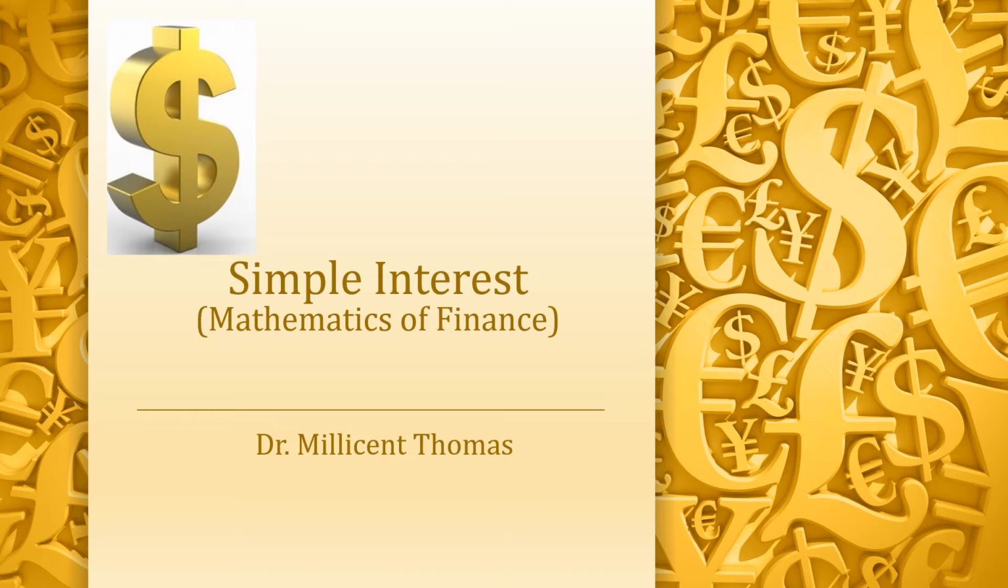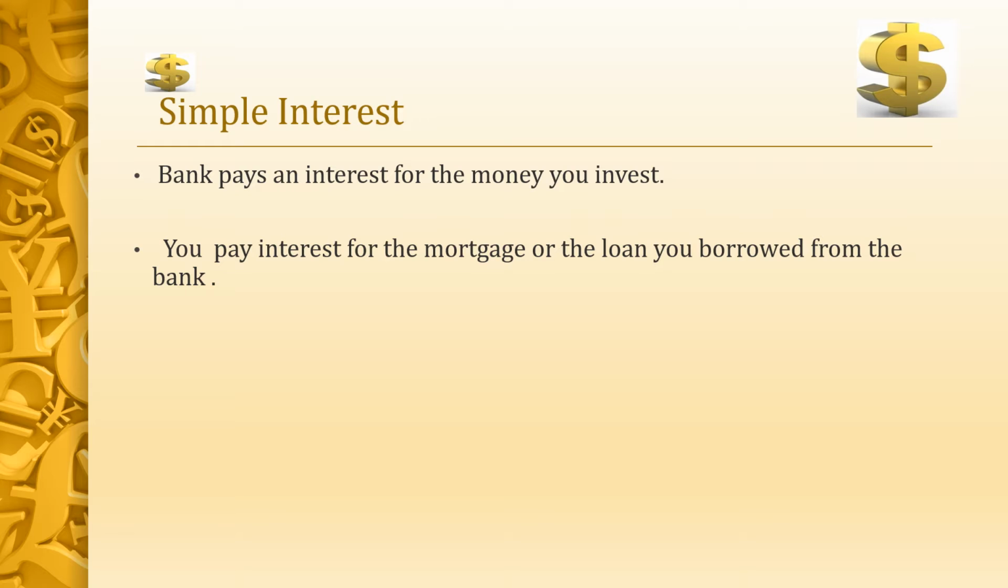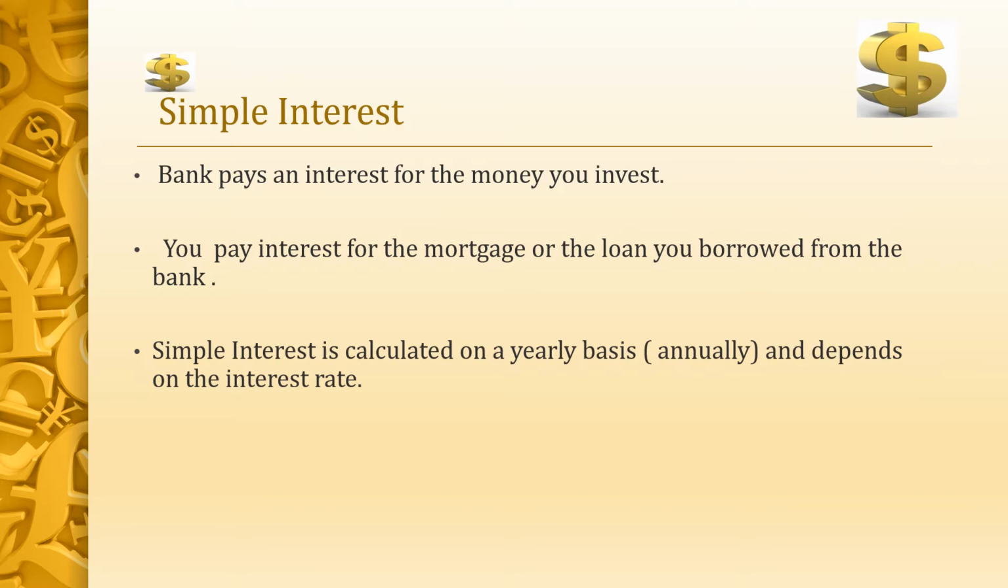So the first in this series is all about simple interest. Simple interest: the bank pays interest for the money we invest, and we pay interest for the mortgage or the loan we borrow from the bank. Usually the simple interest is calculated on a yearly basis depending on the interest rate, so it is paid annually. The interest rate is often given per annum.